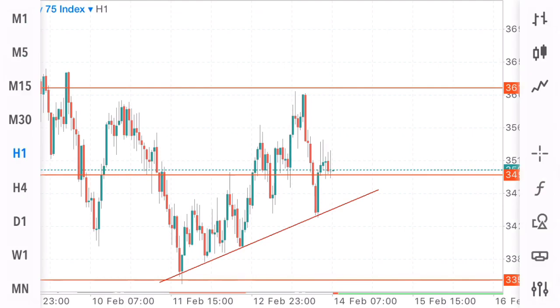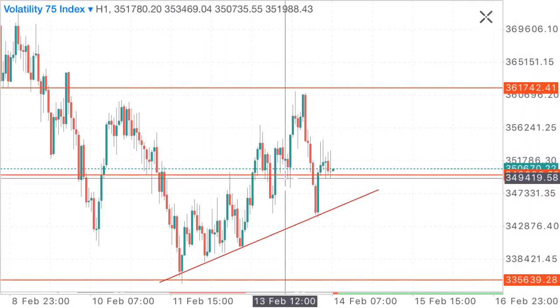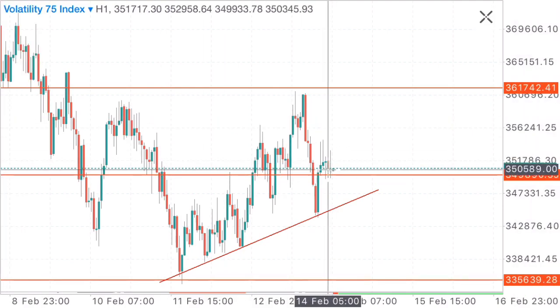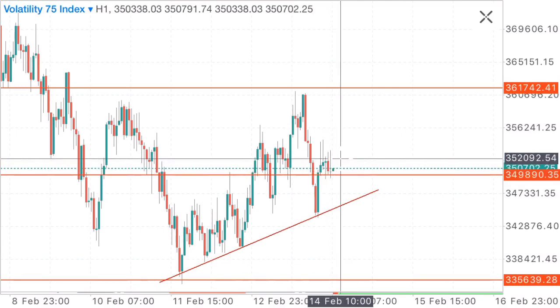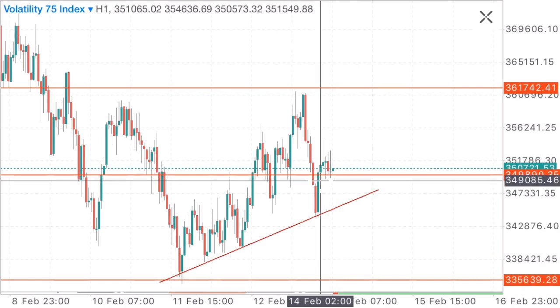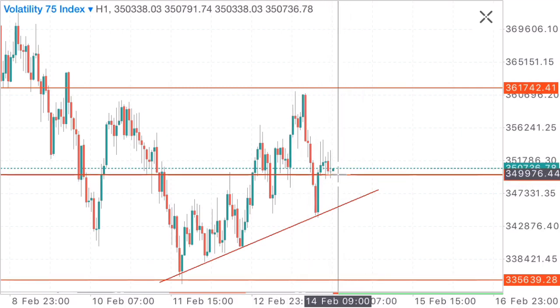Now you've seen the 1-hour time frame has closed. We have a new candlestick, but this candlestick, to me, is going to retrace. Now this is where this line comes into play.